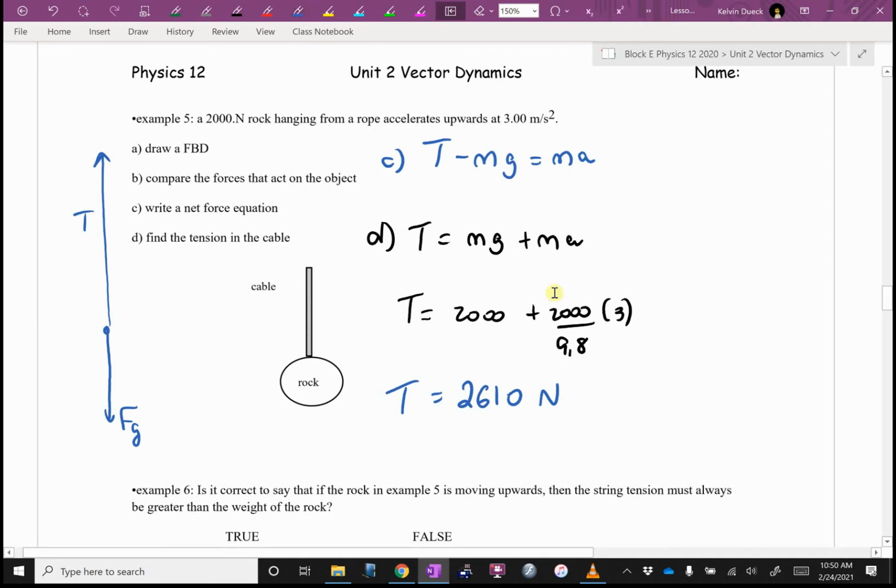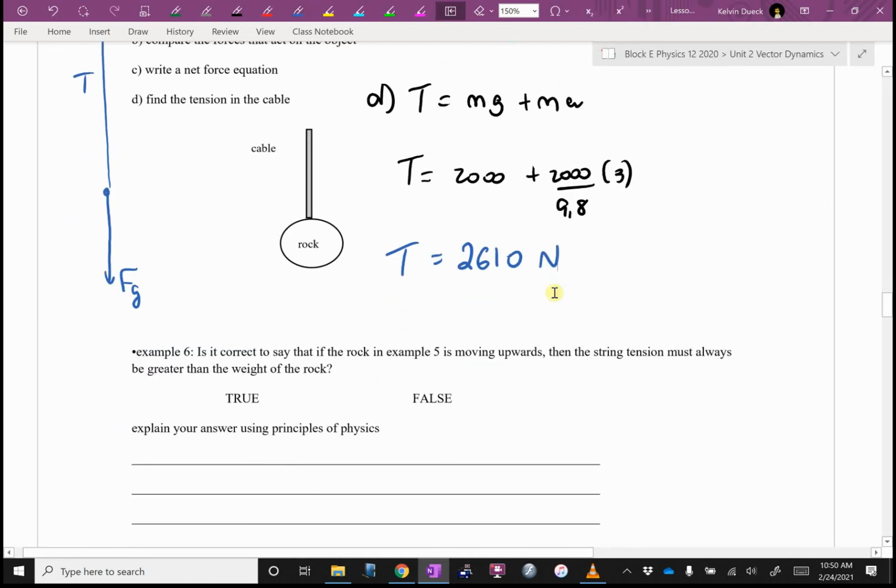We're going to vote again. Example 6. Is it correct to say that if the rock in example 5 is moving upwards, then the string tension must always be bigger than the weight of the rock? Is it correct to say that this answer must always be bigger than 2,000 if we are moving upwards? True or false? How high you hold your hand up is how sure you are of the answer. Who says, yeah, that's absolutely correct, it has to be bigger than mg because you're adding?